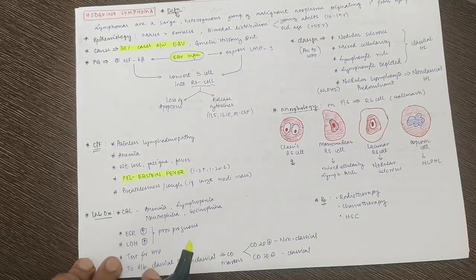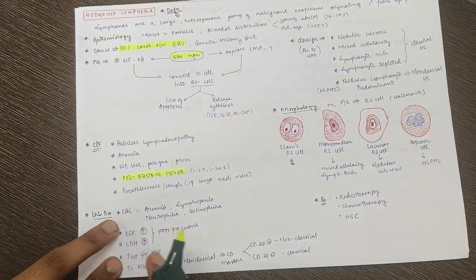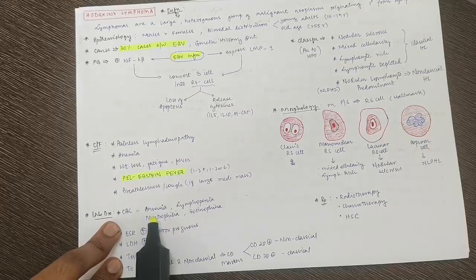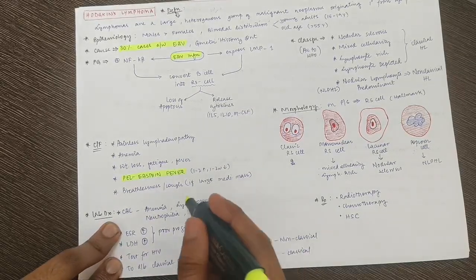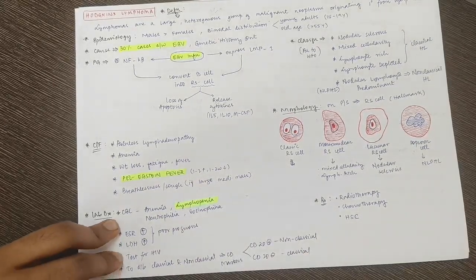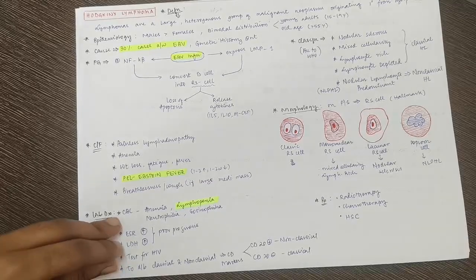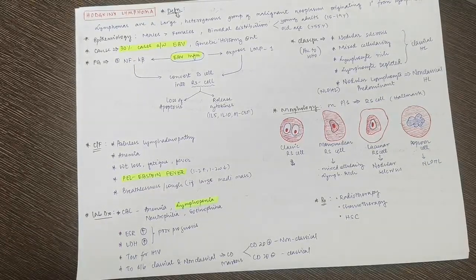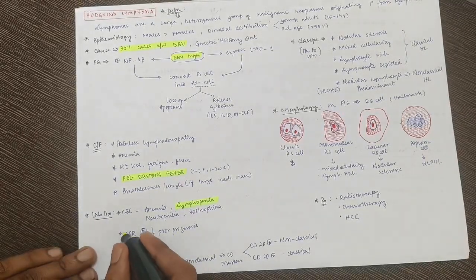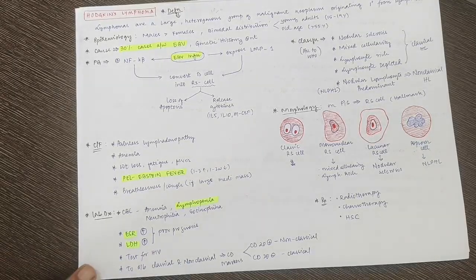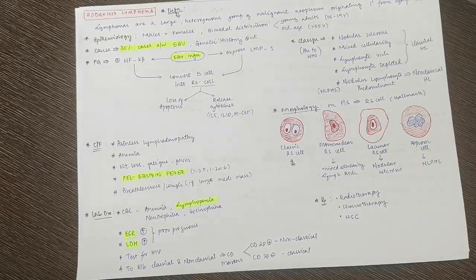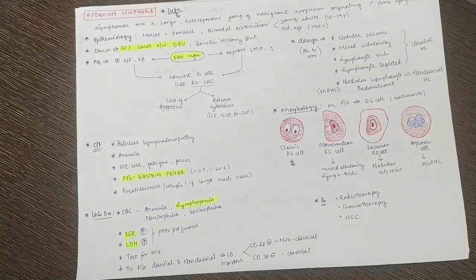So what is the lab diagnosis here? In case of lab diagnosis, the CBC will reveal anemia and lymphopenia. You're going to see a decrease in the lymphocytes, lymphopenia, while neutrophilia and eosinophilia are seen. ESR and LDH are the markers of poor prognosis. If they increase, it indicates a poor prognosis of this disease. You are going to test for HIV here, because Hodgkin's lymphoma is common in immunocompromised states, and EBV infection is also common with HIV.